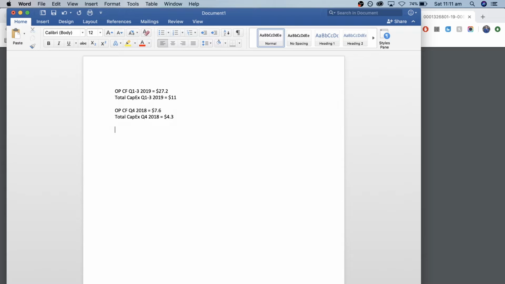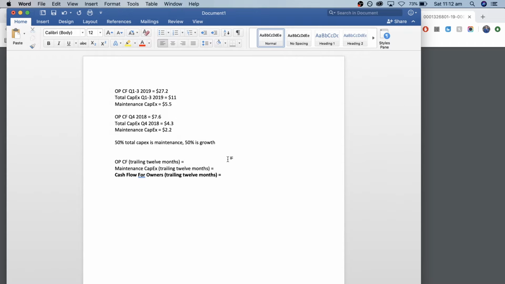And again, I want to create a video in the future going through some of the methods that I use. But in the interest of time, I'm just going to show you what my calculation was, which is that 50% of total CapEx is maintenance and 50% is growth. So that would mean that half of this total CapEx number is maintenance, 5.5, and half of this number is also maintenance, which is 2.2.